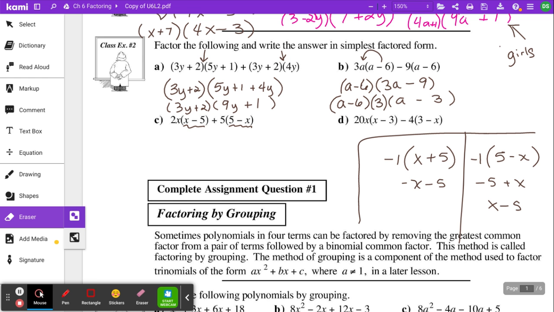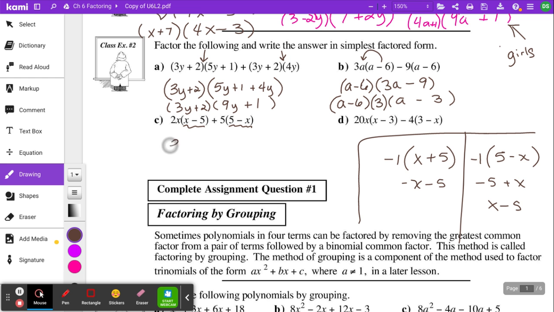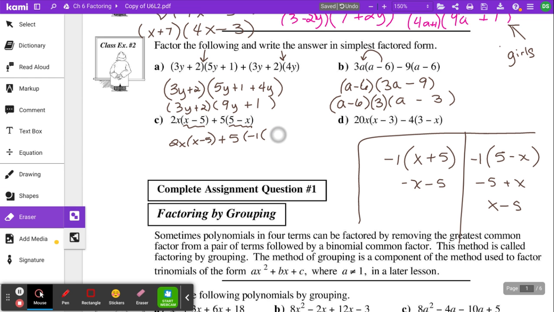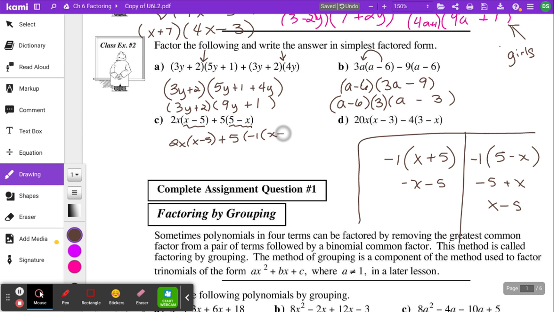Okay, hold on. Watch this. You ready? Wait a minute. Is that the same? The x will become negative and the 5 will become positive. You with me? It's the same. Right?